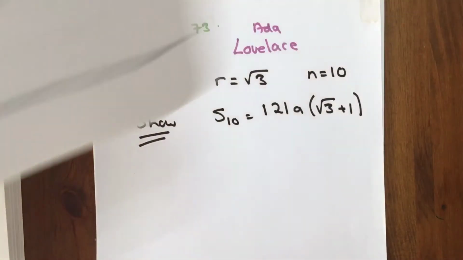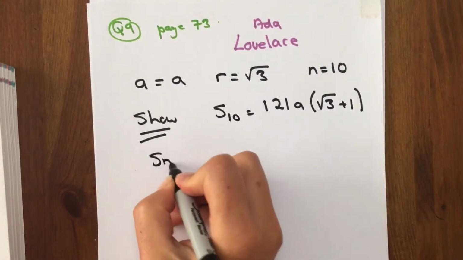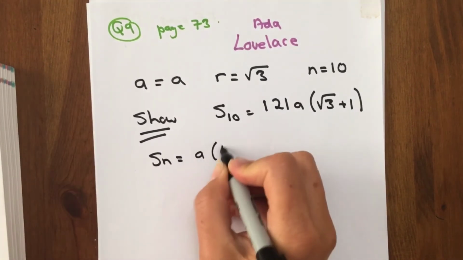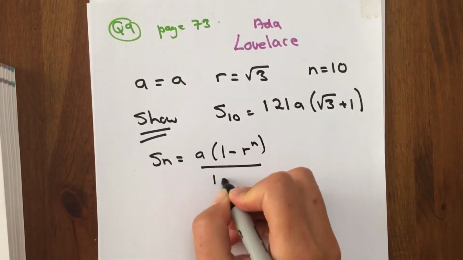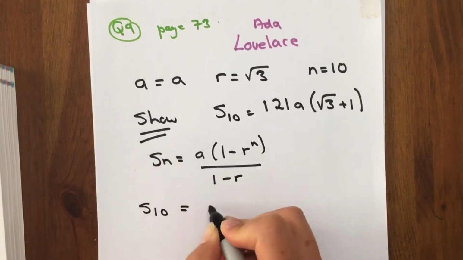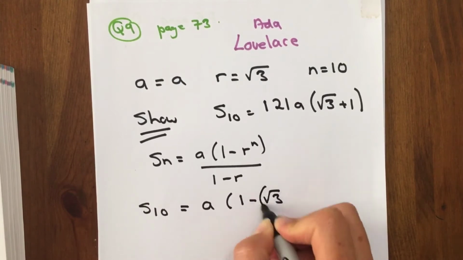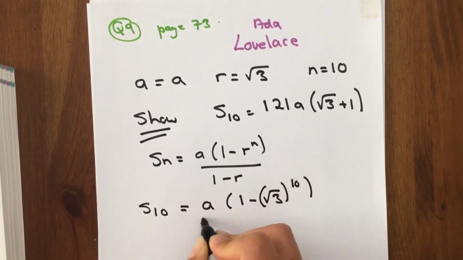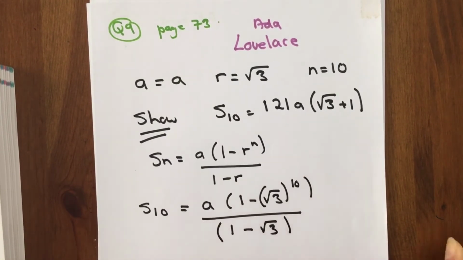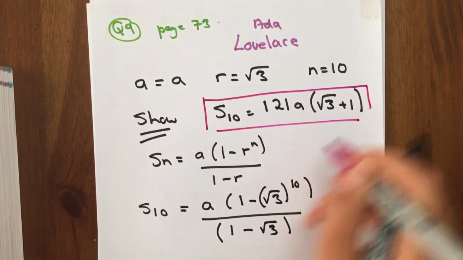So all I'm going to do is plug everything into my formula. So this is my formula for the sum to n terms. Always write this down. The more times you write it, the more you will remember it. So n is 10, a is a, 1 minus root 3 to the power of 10 over 1 minus root 3. Okay, and I'm looking to get back to here. Okay, and I've got this so far.